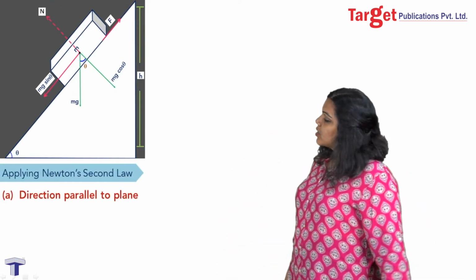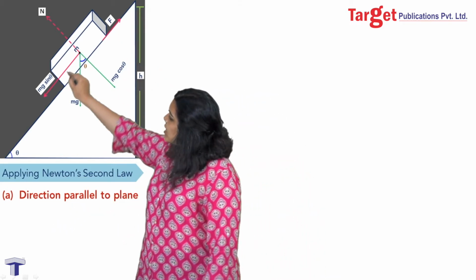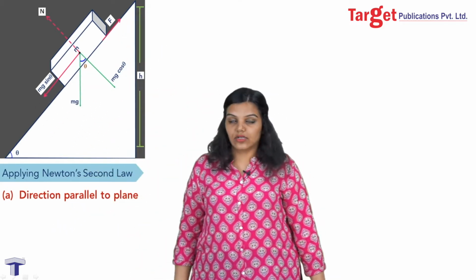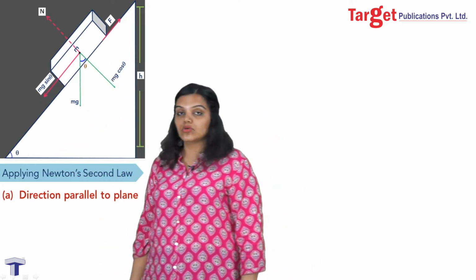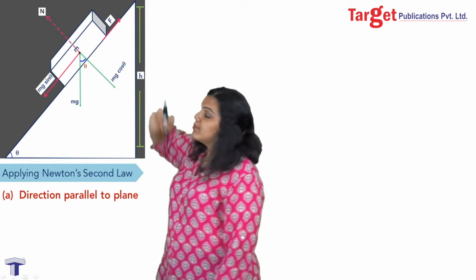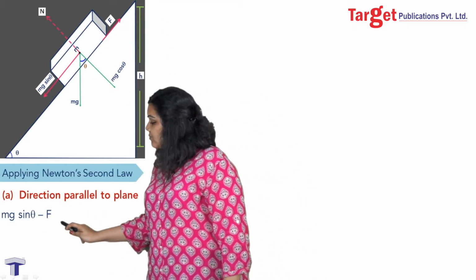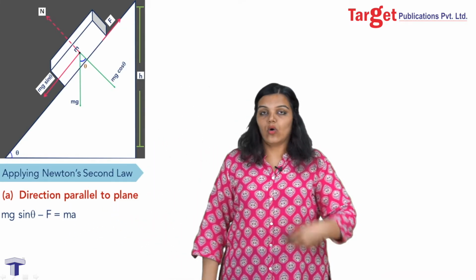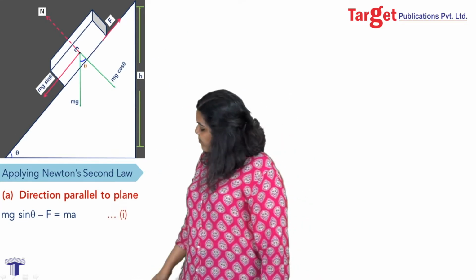From Newton's second law, first I take a look at the direction parallel to the plane. If I take a look at this direction, I say, look, mg sine theta helps the block in motion, F opposes the block, and therefore I write helping motion minus opposing motion is equal to ma, or if you like to say, left minus right is equal to ma.